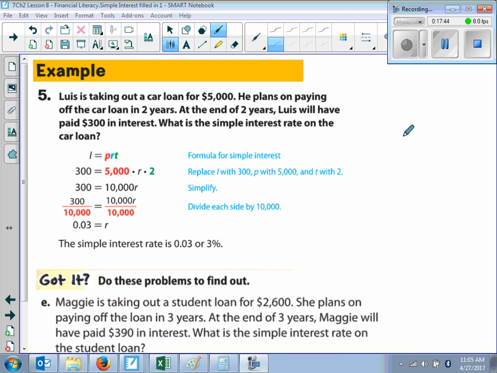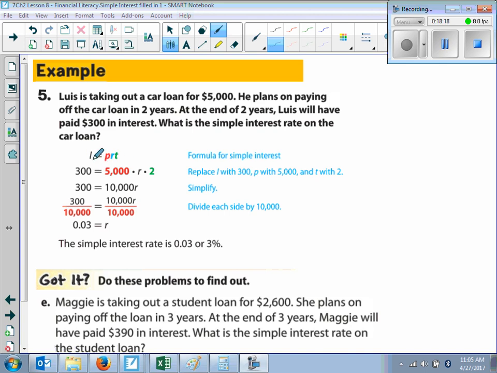All right, Luis is taking out a car loan for $5,000. He plans on paying off the car loan in 2 years. At the end of 2 years, Luis will have paid $300 in interest. What is the simple interest rate on the car loan? So this one is a little different, right? We're solving for the simple interest rate. They give us how much interest he earns. We're going to try to figure out what the percentage rate is, right?